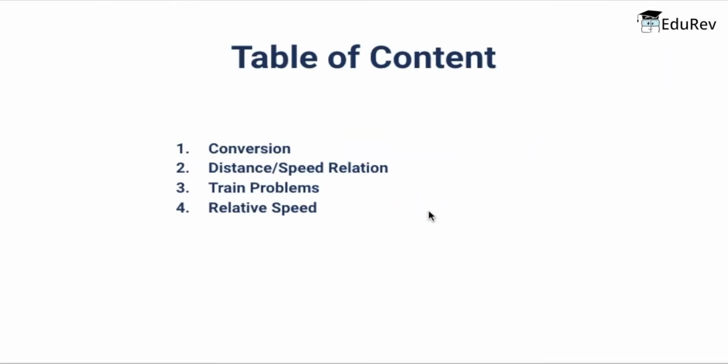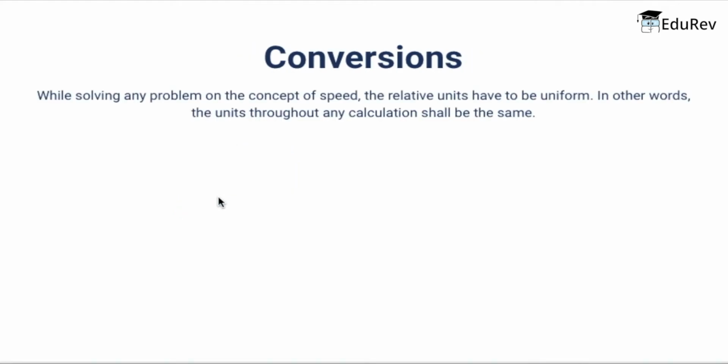In this lecture, we are going to cover the conversions, learn about the distance and speed relation, about train problems, and lastly about the concept of relative speed. So let's begin with conversions. While solving any problem on the concept of speed, the units have to be uniform. In other words, the units throughout any calculation shall be the same. The most common units are the meter and kilometer.